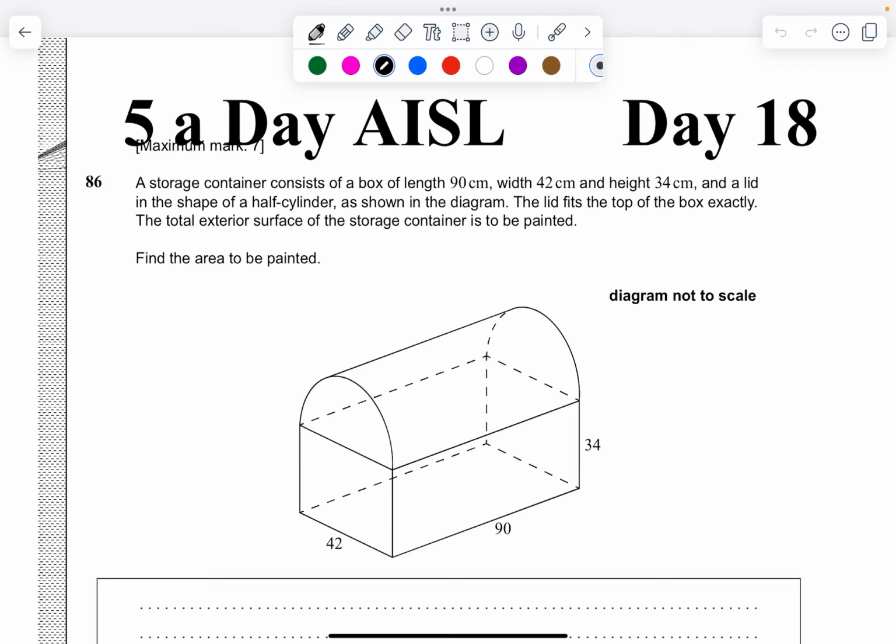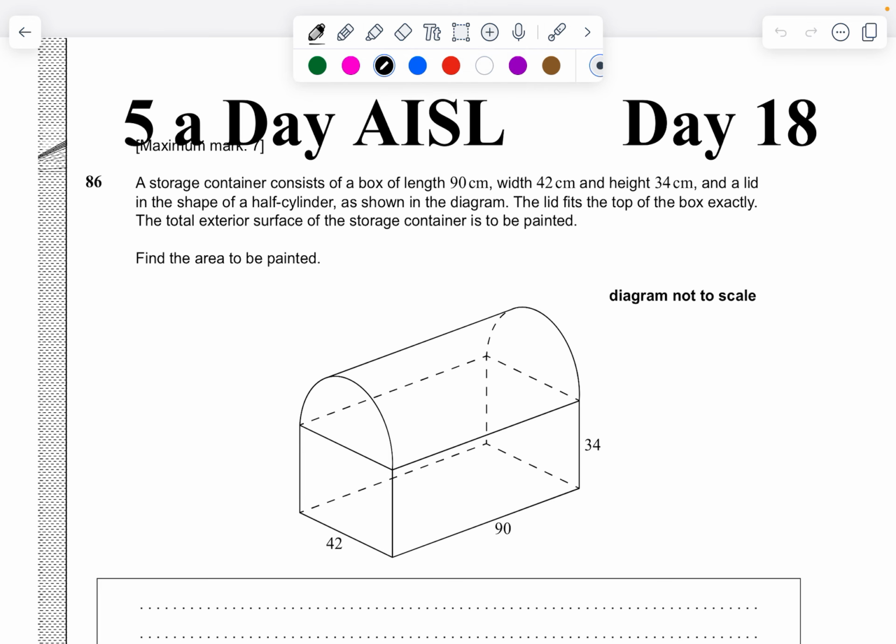A storage container consists of a box. The length is going to be 90, the width is going to be 42, and the height is going to be 34. The lid is in the shape of a half cylinder as shown in the diagram. The lid fits the top exactly.